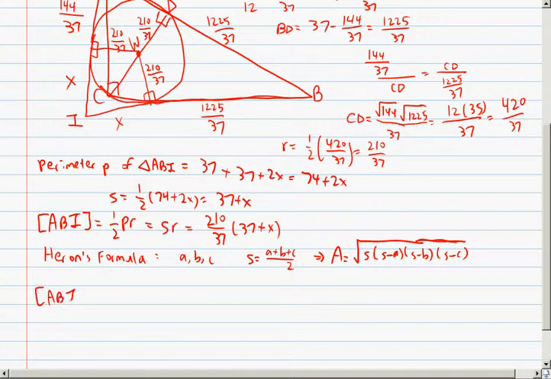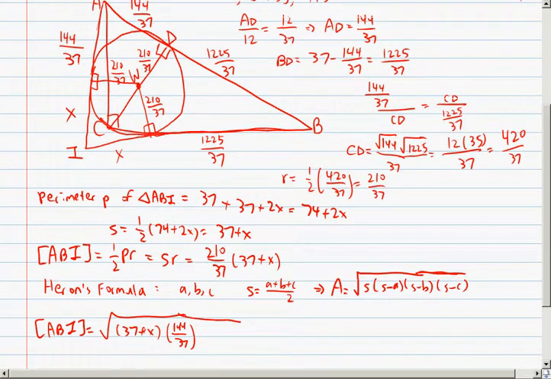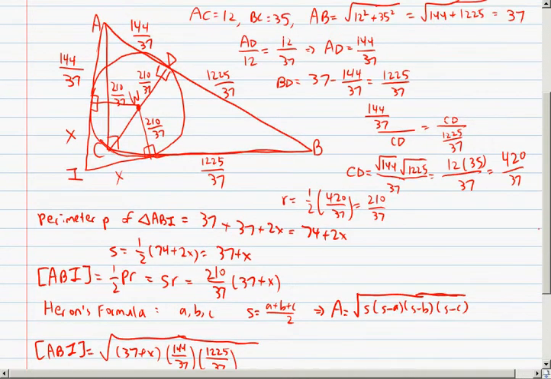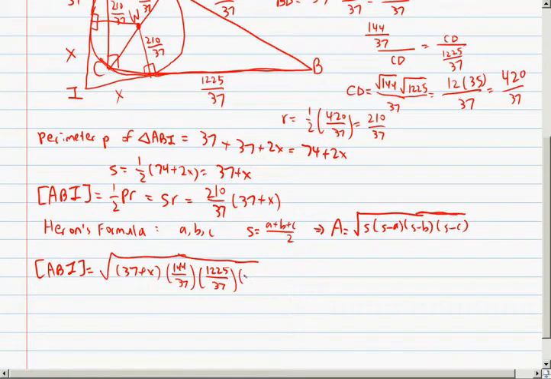The area of triangle ABI would be the square root of 37 plus x times 37 plus x minus 1,225 over 37 plus x, and that's 144 over 37 times semi-perimeter minus 144 over 37 plus x, which gives us 1,225 over 37, then times semi-perimeter minus AB, 37. That leaves us multiplying by x here.